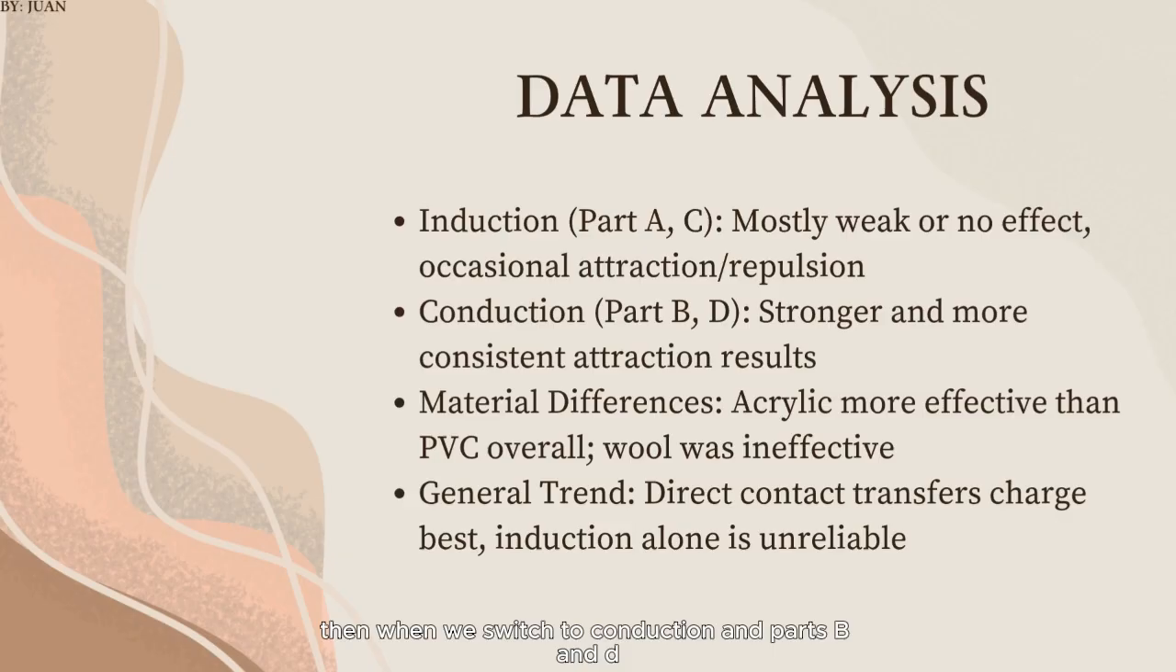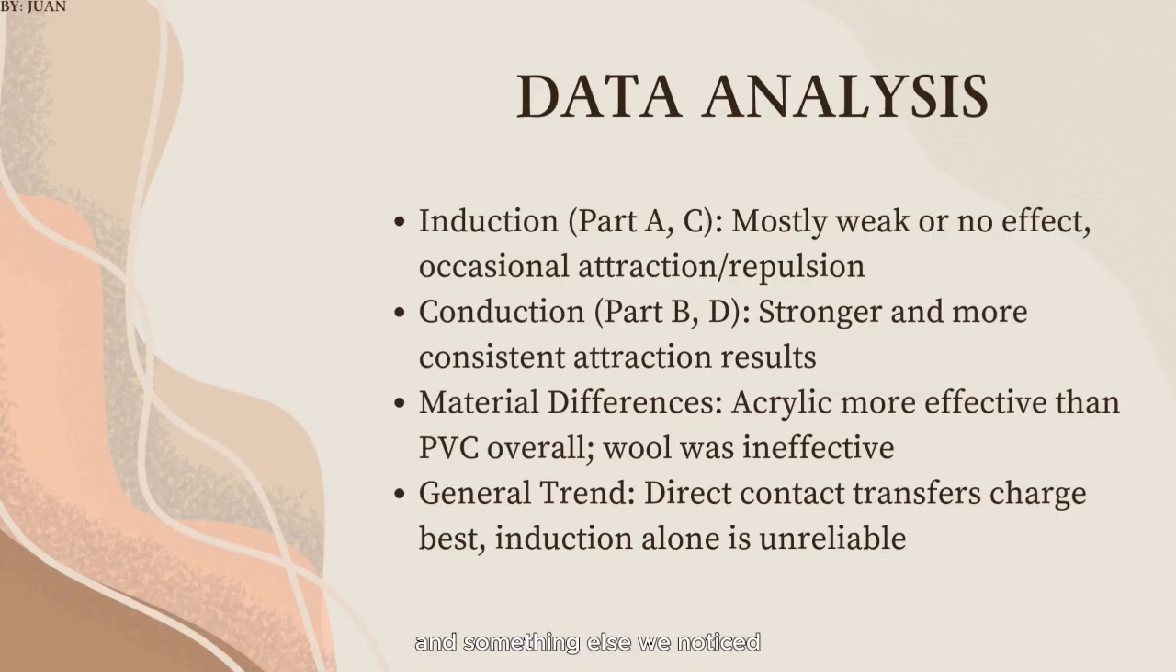Then, when we switched to conduction in parts B and D, everything changed. As soon as the rod actually touched the foil or the pith ball, we saw attraction in almost every case. That's because with conduction, electrons are literally being transferred, so the objects end up carrying charge. It's way more reliable than induction, and the data backs that up.